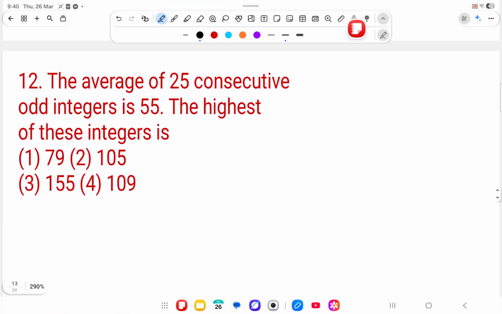Then the average of 25 consecutive odd integers is 55. The highest of these integers is, okay, so 25 consecutive odd integers. What is the middlemost? The 13th term. To the 13th term, 12 numbers before, 12 numbers after. There will be 12 gaps.